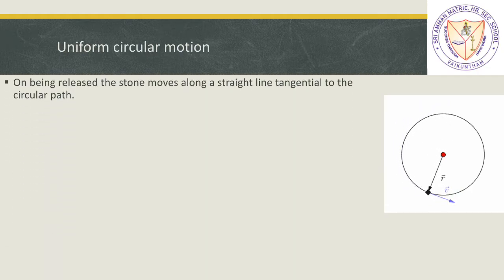On being released, the stone moves along a straight line. I hope everyone has observed it, that once you leave it, it will not be moving in a circular path. Before releasing, when you are rotating it, it will be rotating in a circular path. Once you leave it, it will not be taking any circular path. It will be moving in a straight line. Yes, it will be moving in a straight line tangential to the circular path. I hope you people are clear with the concept of tangent.